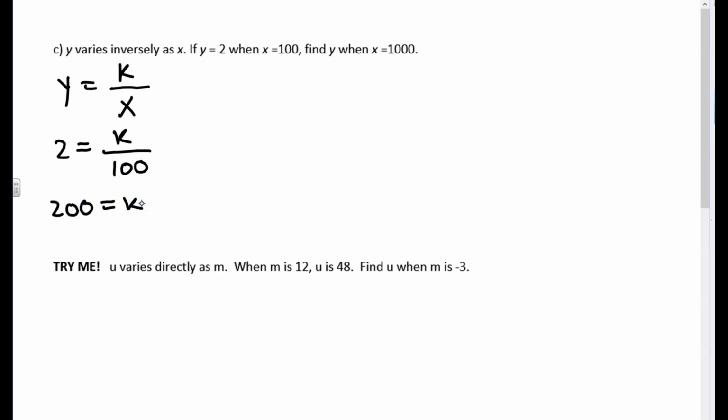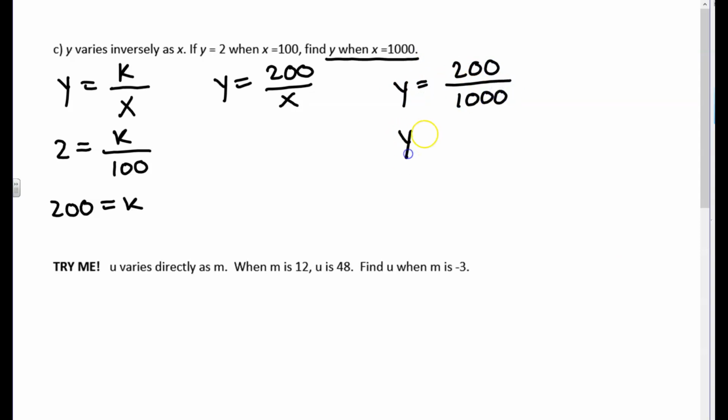I've got k. Now write out your basic equation. Y equals 200 over x. Now we're going to find y when x is 1,000. Y equals 200 divided by 1,000. That reduces to y is 1/5.